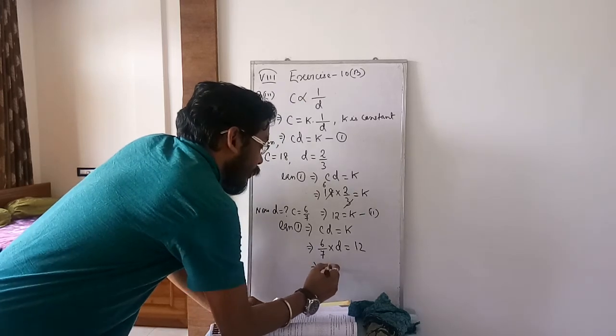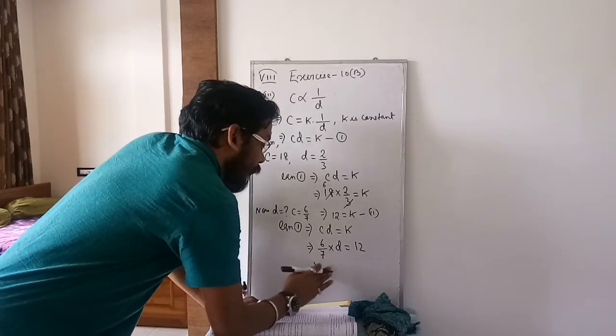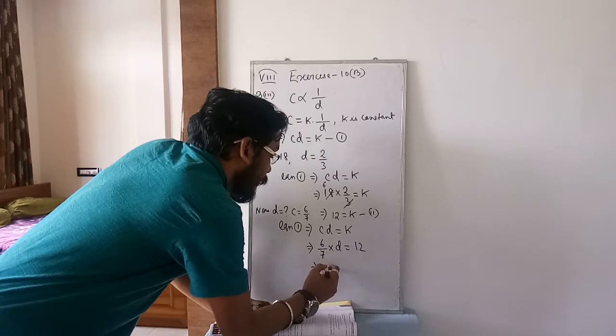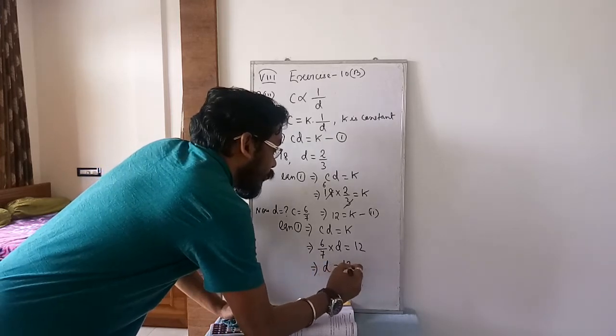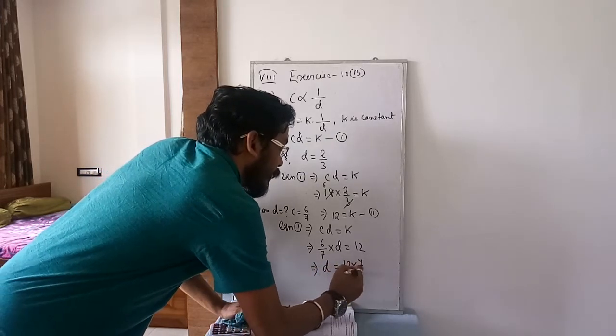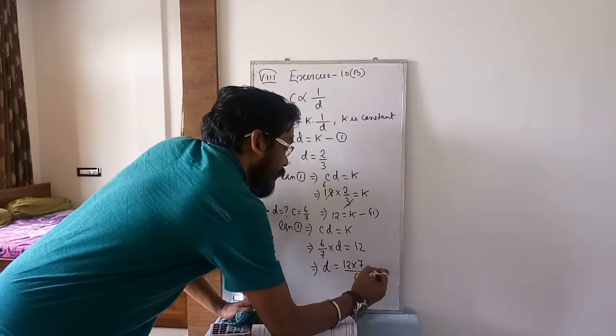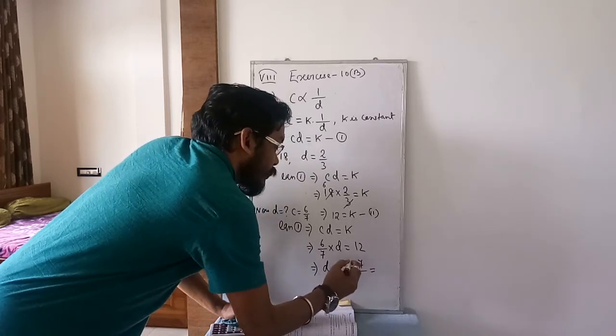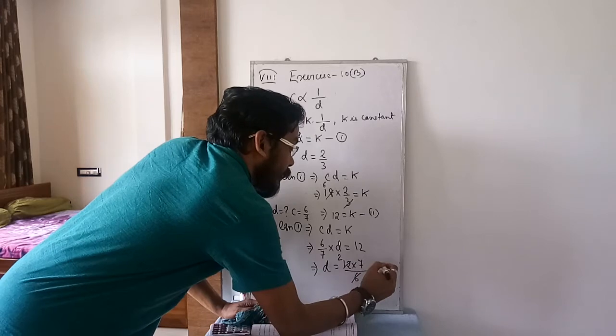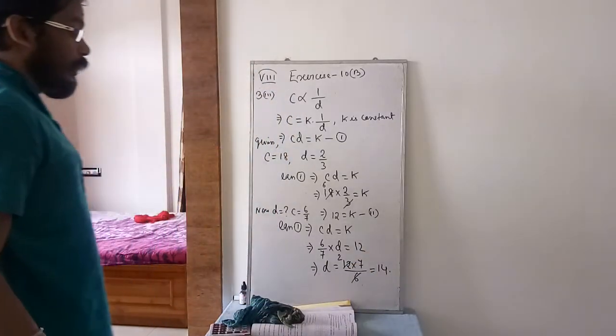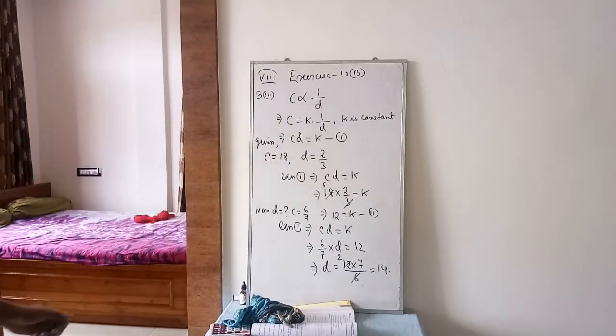So what you will do? You have to find the value of D. So 12, 7 will go in the numerator, 6 will come in the denominator. By 6 you can cancel 12, 6 2s are 12, so 2 7s are 14. So this is the value of D. Take the screenshot. Okay.